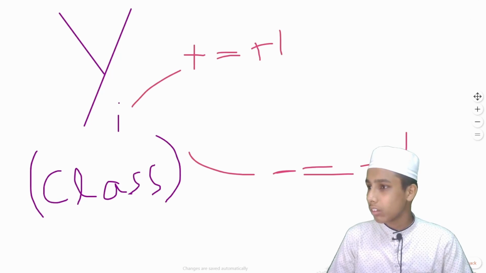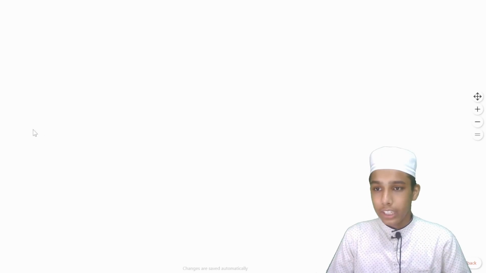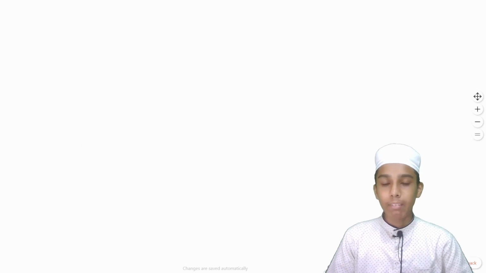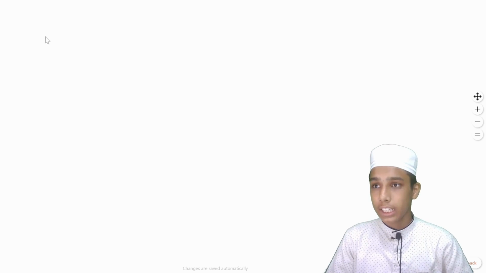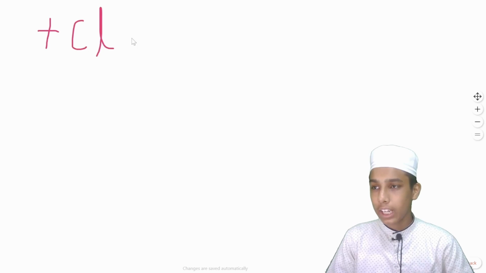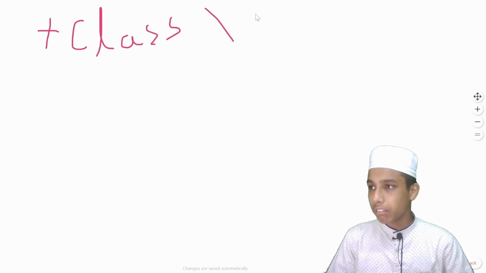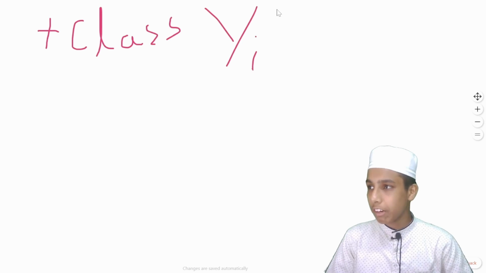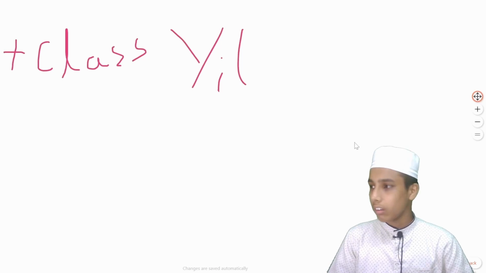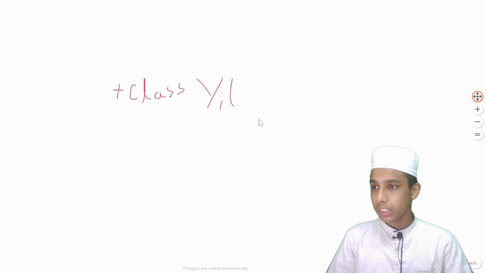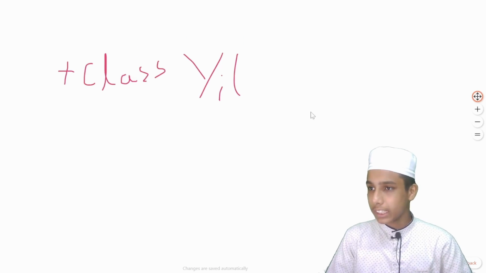So I'm going to clear all of these things. Now let's create a class here. So guys, in the case of the plus class, it's going to be something like this: the y sub i, and in the brackets we have to multiply these things.